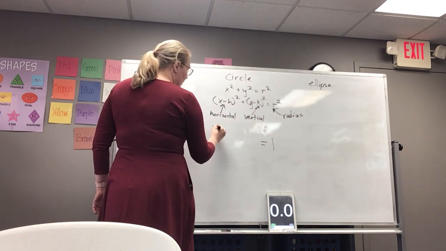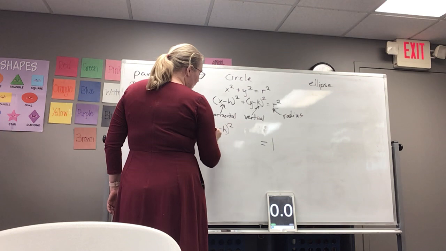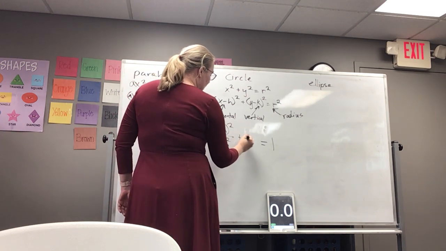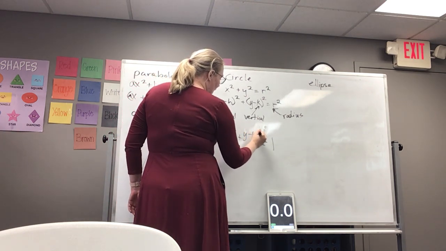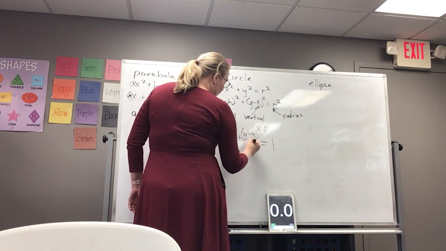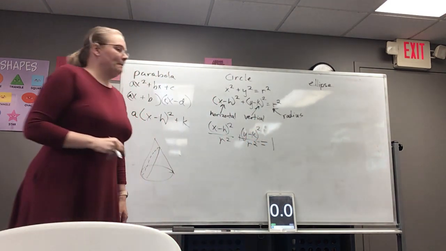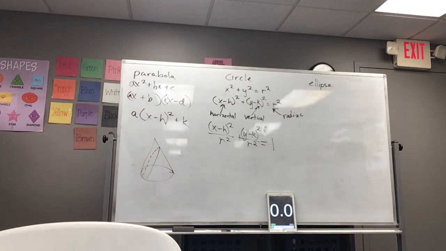And this becomes x minus h squared over radius squared plus y minus k squared over radius squared. In this form, much less common or traditional, but what it does is it helps us see the transition into the ellipse. And an ellipse, think of it as a squished circle.